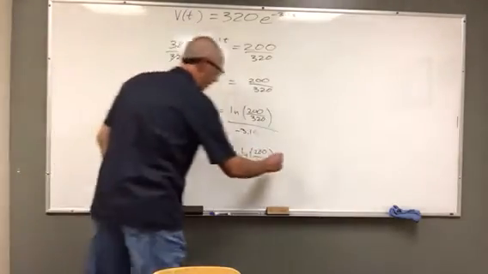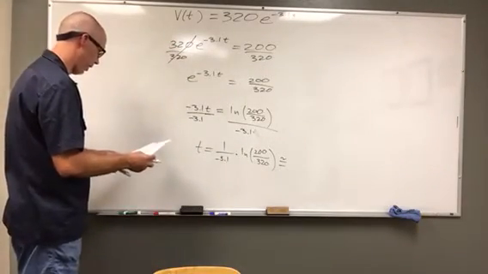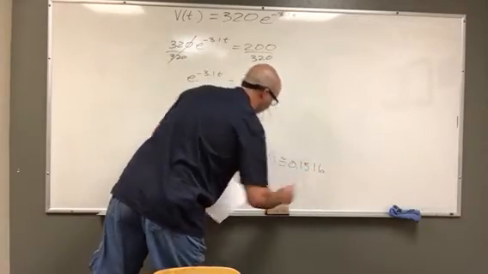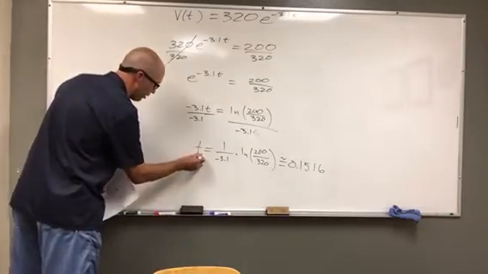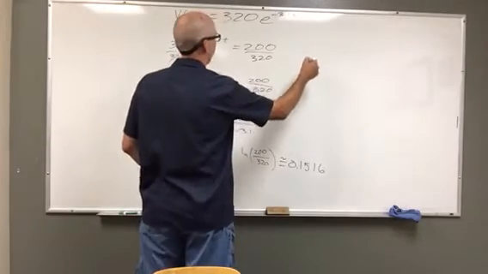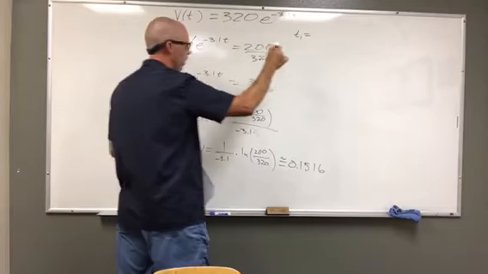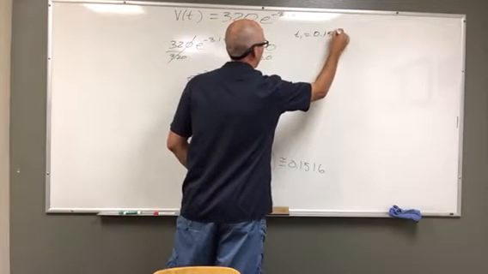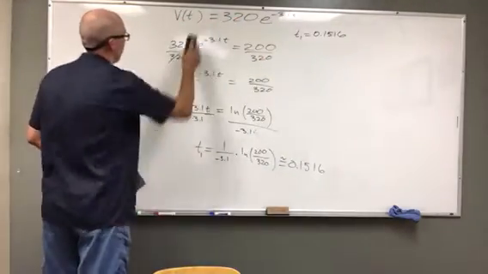Plug that into your calculator. You'll see that that is approximately 0.1516. Okay, this is the first time, so I'm going to label it T1. Let's save that over here. Let's say T1 is 0.1516. Okay.